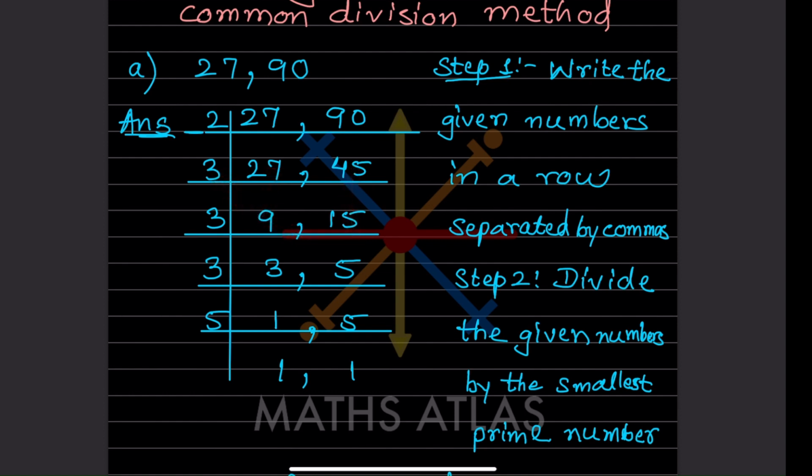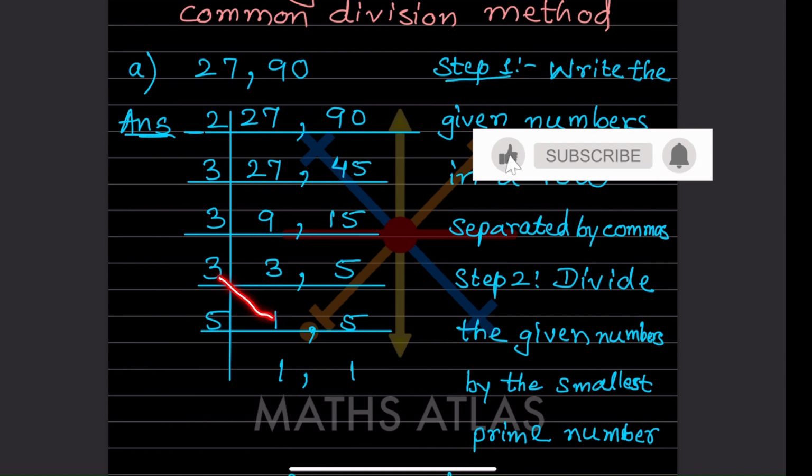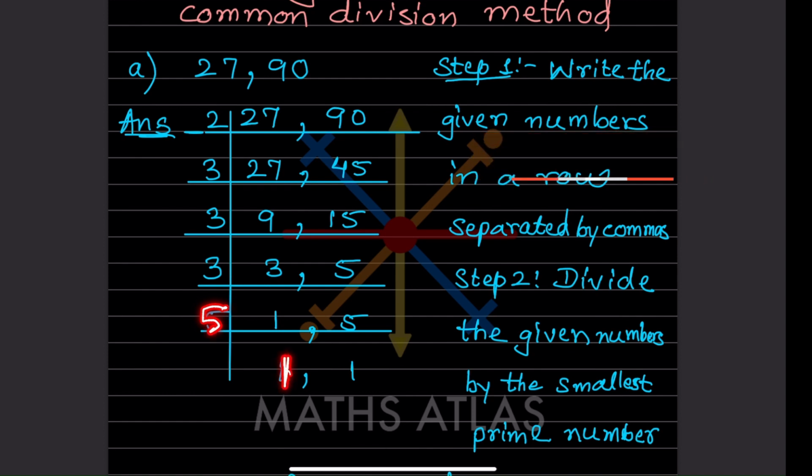Again, what will you do? This is not possible with 2, but by 3, 3 threes and 3 fives. Again we'll do 3 ones, but 5 is not possible, so write 5 as it is. And now you'll go with 5. This one you write as it is, and 5 ones. So these are the factors of 27 and 15.